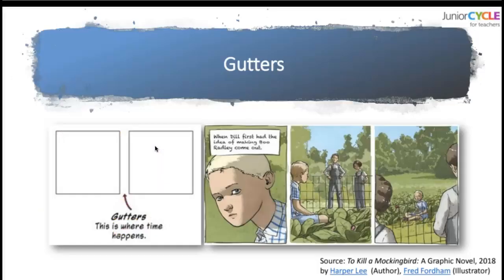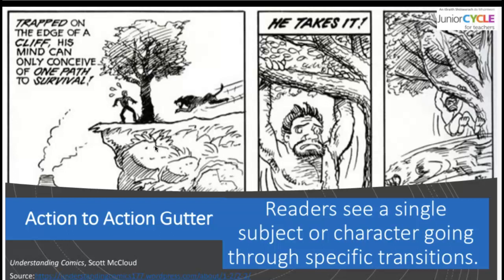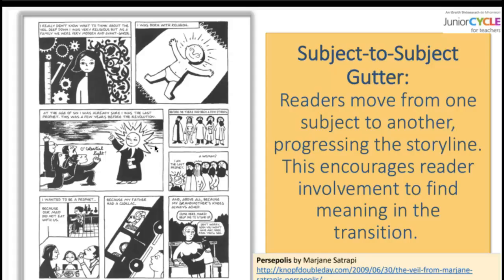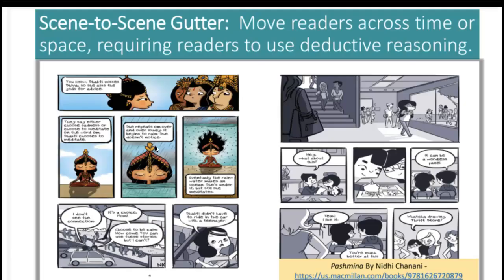The other element that I want you to be aware of is gutters. That's that space between the panels. This first one, I'm just going to give you a few of them. Action to action gutter. That's showing you one action literally to the next action as it transitions. Subject to subject is moving from one subject and changing the subject in the storyline. It helps you get involved in the bigger picture of what's happening with that character. And then finally, scene to scene, which is moving you across time.